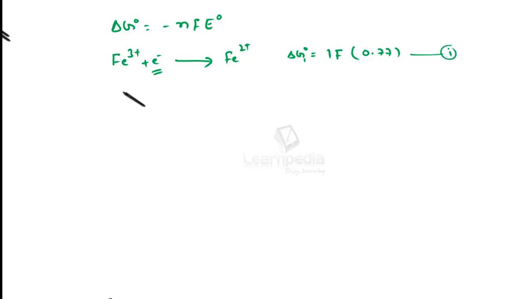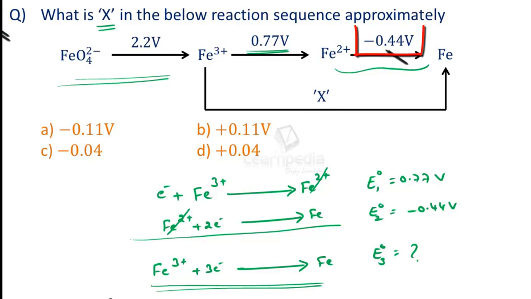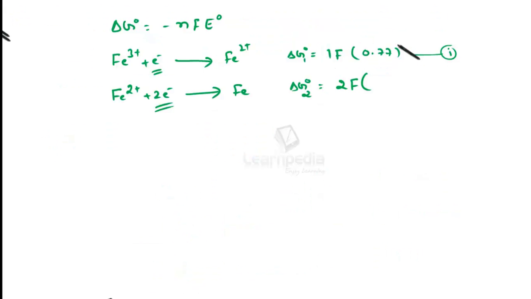Similarly, for the second step, what do we have? Fe2+ plus 2 electrons to give Fe. You can see there is no charge on Fe. So Fe2+ gains 2 electrons to give Fe. Thereby, what is delta G2 naught? Here 2 electrons are involved, so 2F into the potential given under standard conditions, which is -0.44 volts. That is -0.44, times 2.